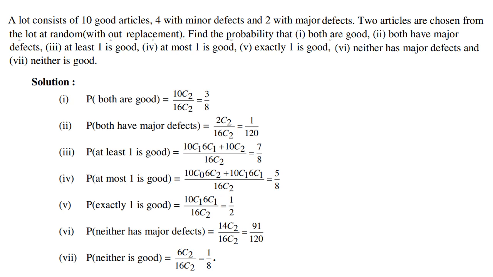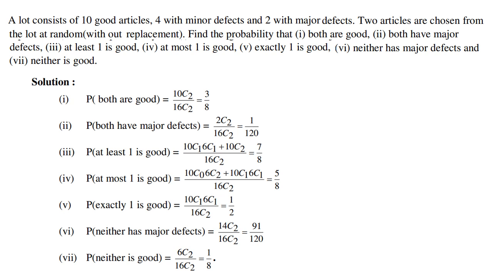The next one is the probability that at least one is good. At least one is good is nothing but that a minimum of one should be good. So it is going to be 10C1 times 6C1 plus 10C2, divided by 16C2. So this is going to be equal to 7 by 8. And the next one, they have given that at most one is good. At most is nothing but maximum only one should be good. So it can be none good, or at maximum it should be one good. So it is going to be 10C0 times 6C2 plus 10C1 times 6C1, divided by 16C2, which gives the answer when solved as 5 by 8.